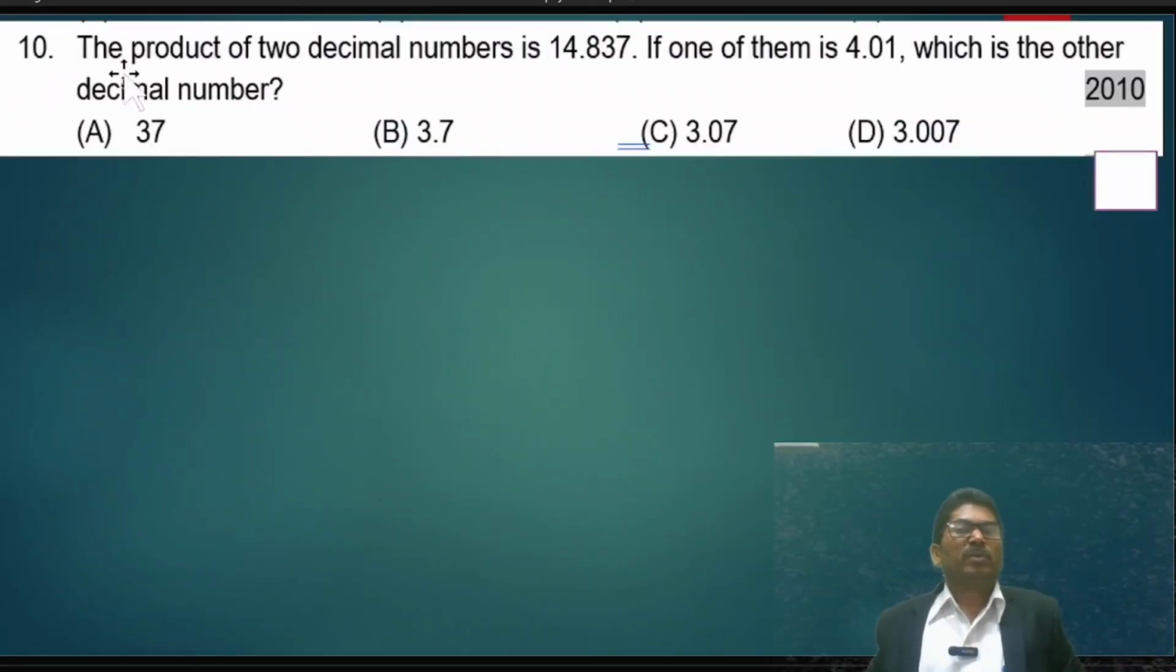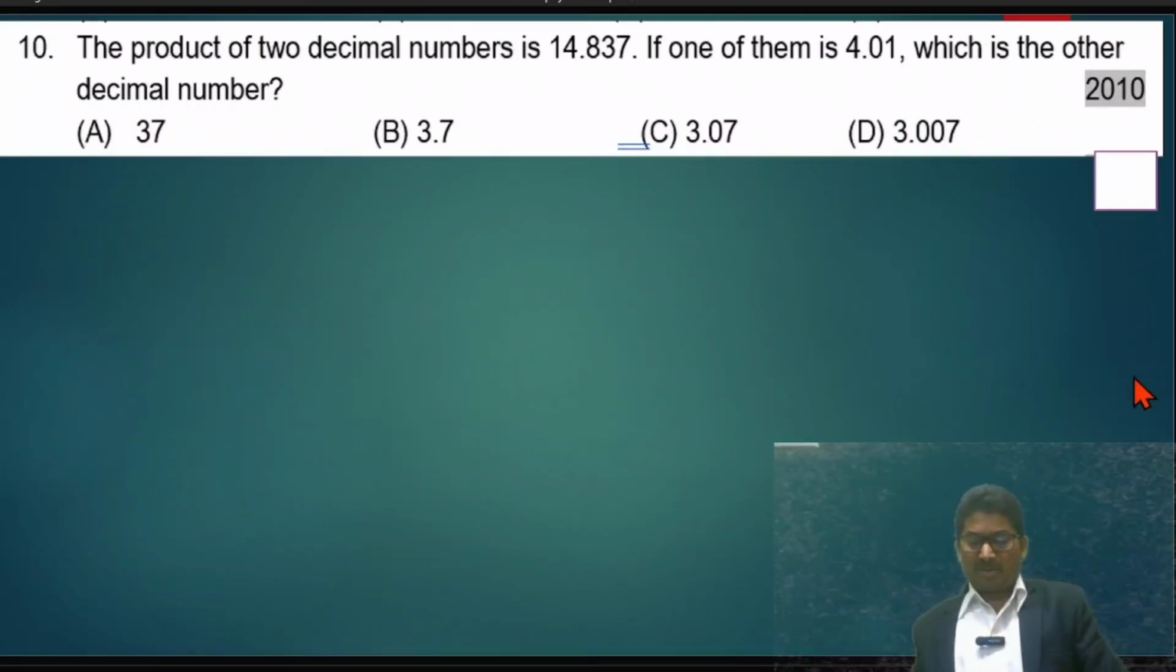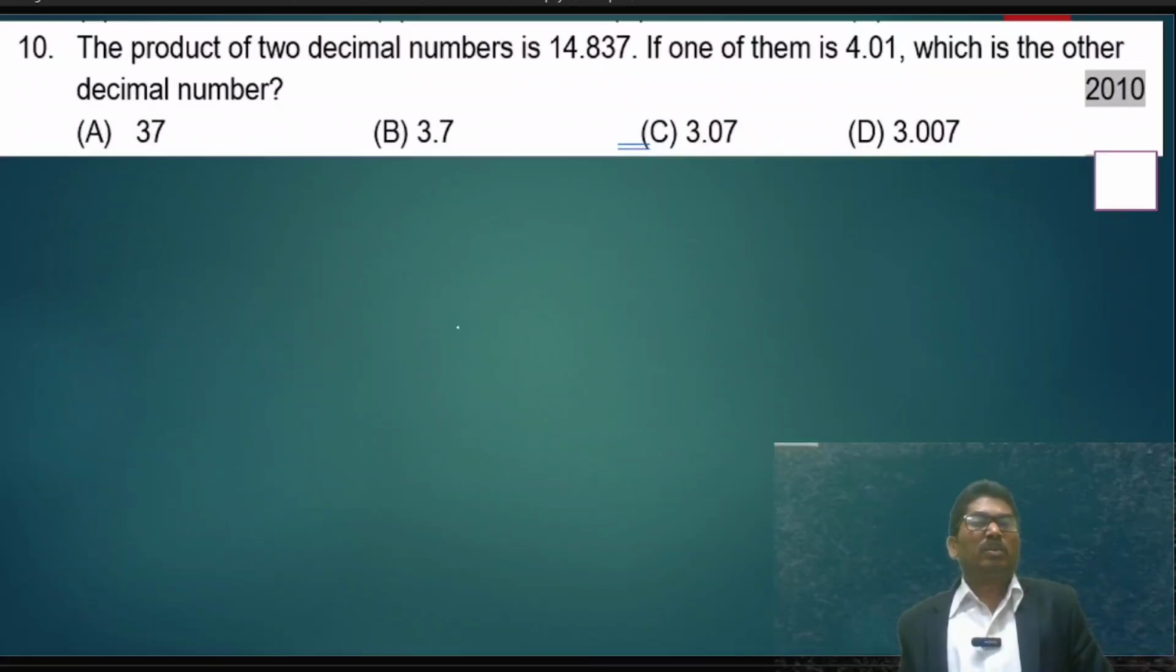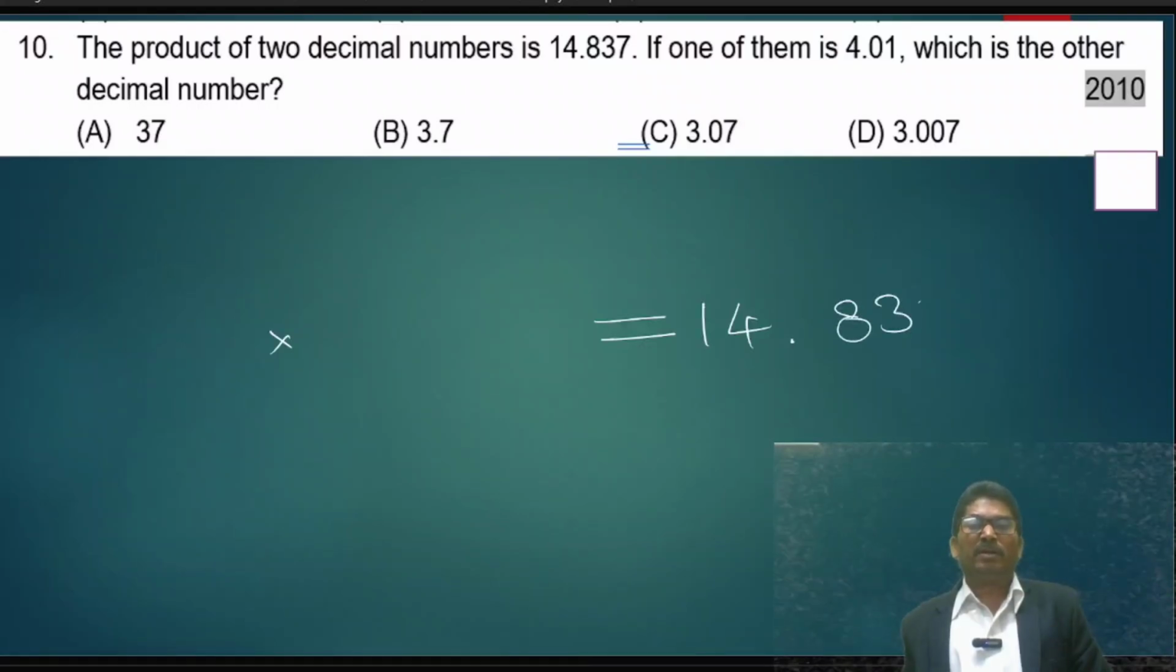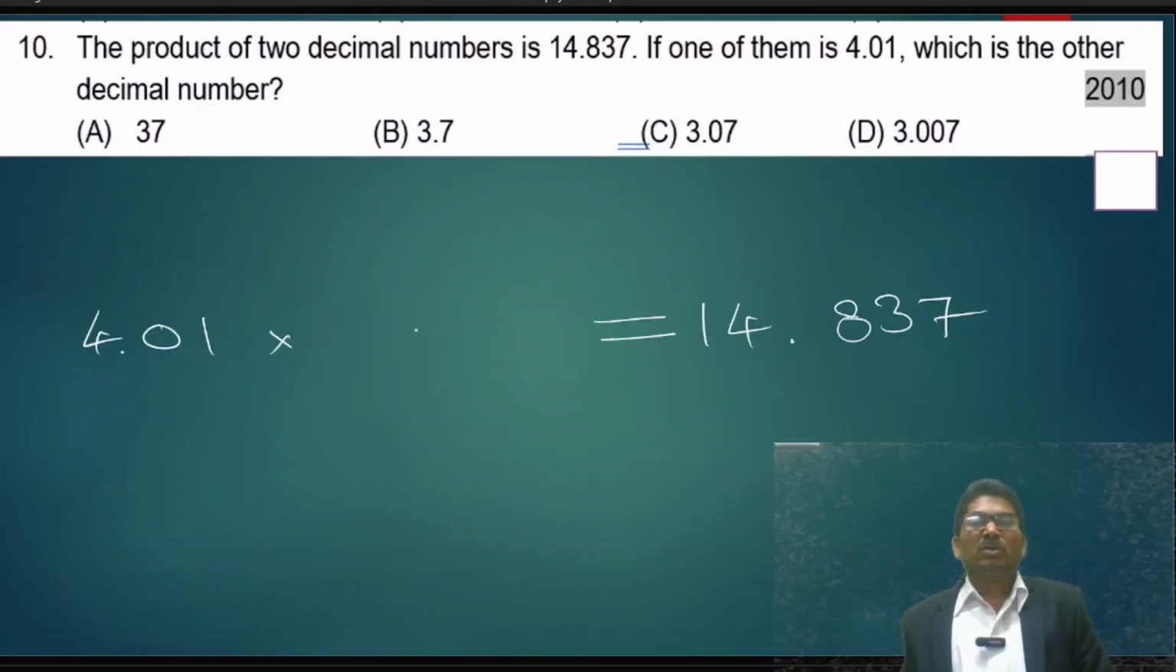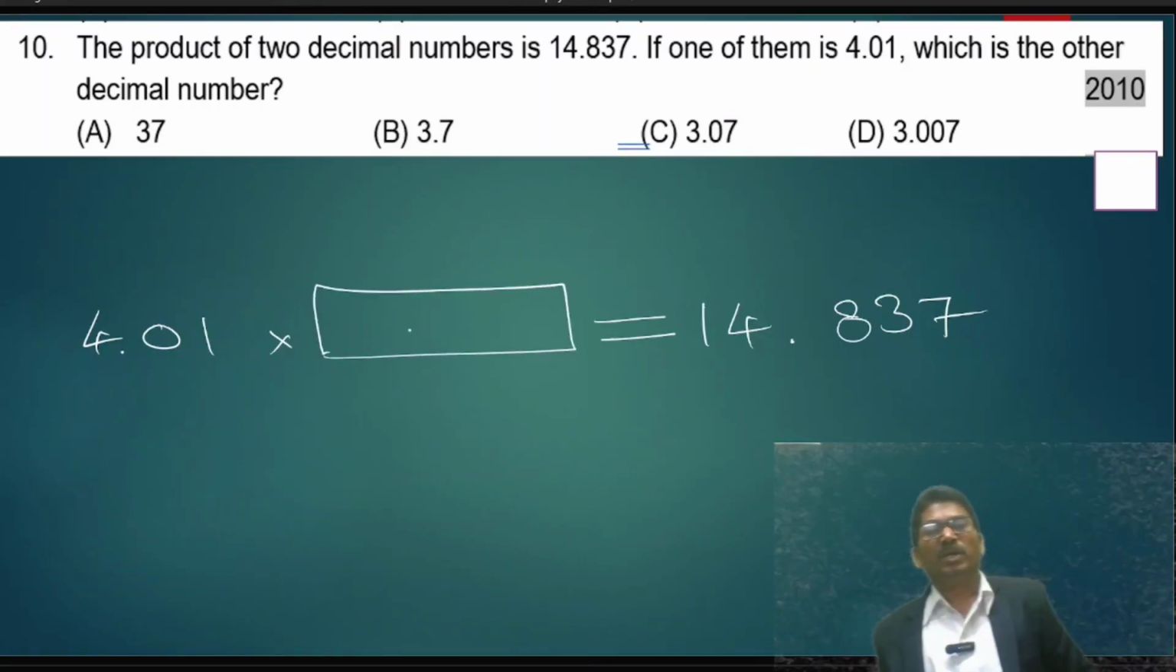Question number 10. The product of two decimal numbers is 14.837. If one of them is 4.01, which is the other decimal number? The product of two decimals is 14.837. One of them is 4.01. Which is the other decimal number?